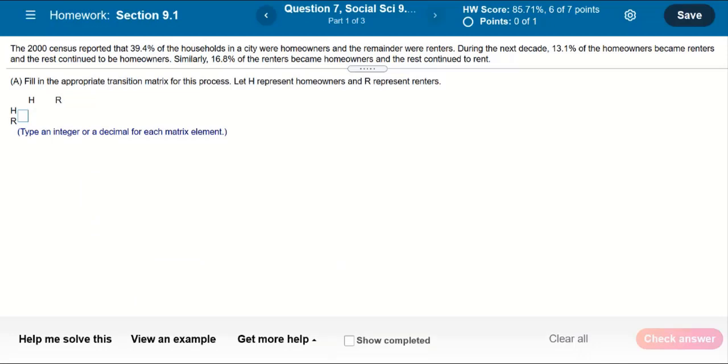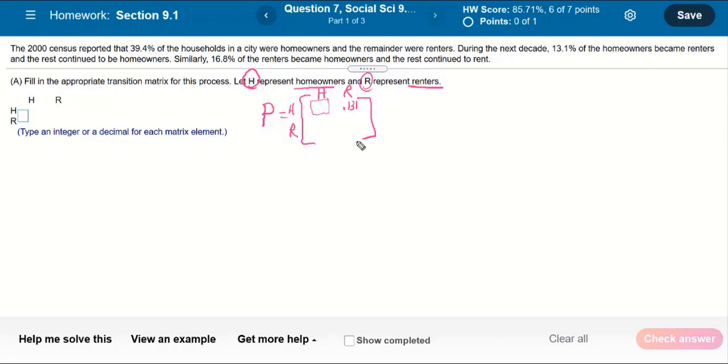In the last question, we're going to be using the letter H to represent the homeowners and the letter R to represent the renters. Our transition matrix, we will label H, R for the rows, H, R for the columns. So here we're going to have the homeowners that remained homeowners. In the sentence, we're told 13.1% of homeowners became renters. That would be this number.